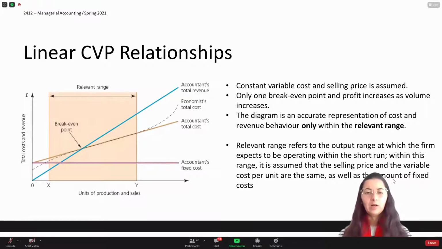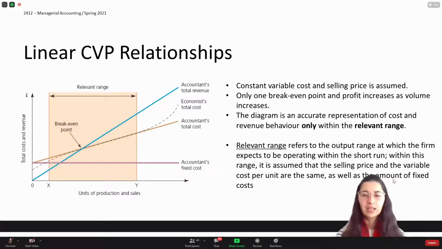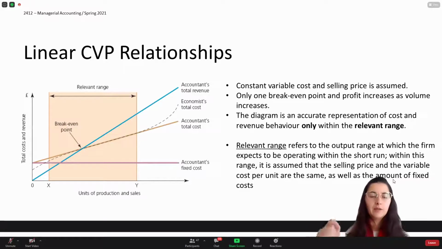We are also assuming that the diagram we see here is an accurate representation of the costs, because this only happens in the relevant range. We see the fixed costs in pink, the horizontal straight line. We have in blue the total revenues, and we have in yellow the total cost, which is the sum of the fixed costs and the variable costs.